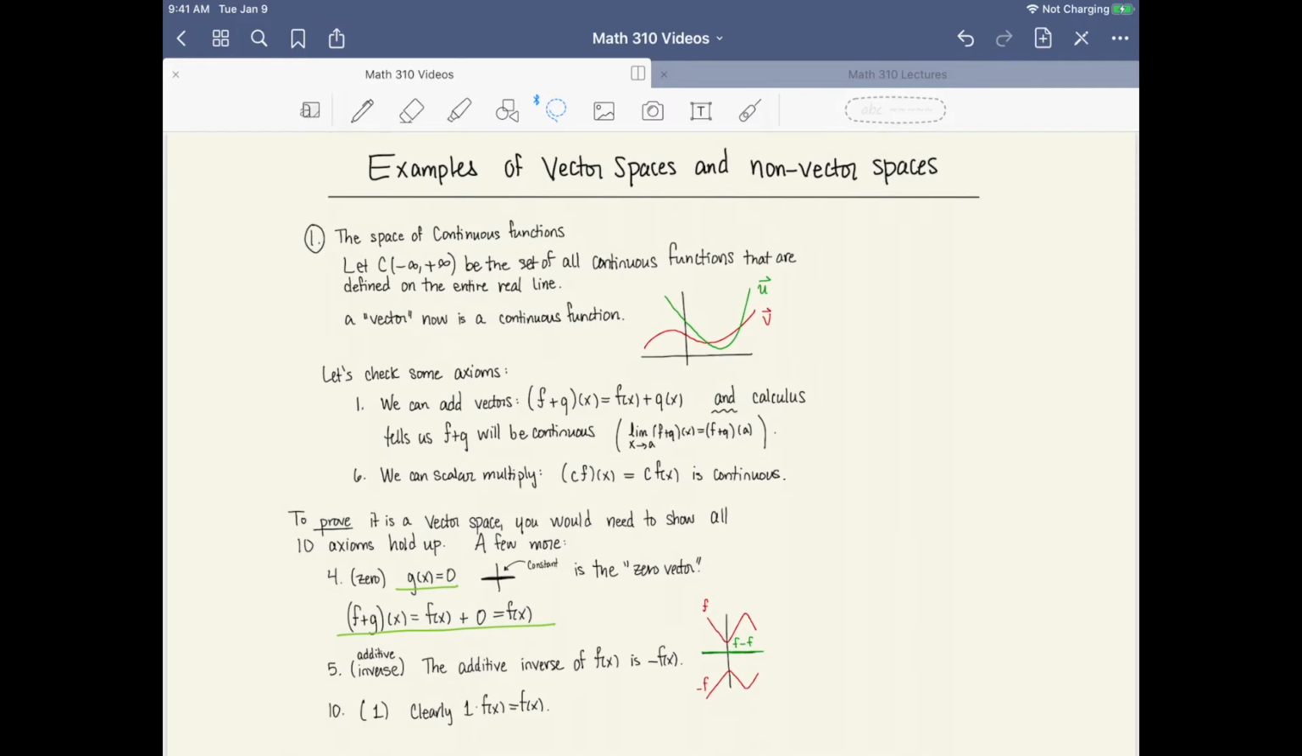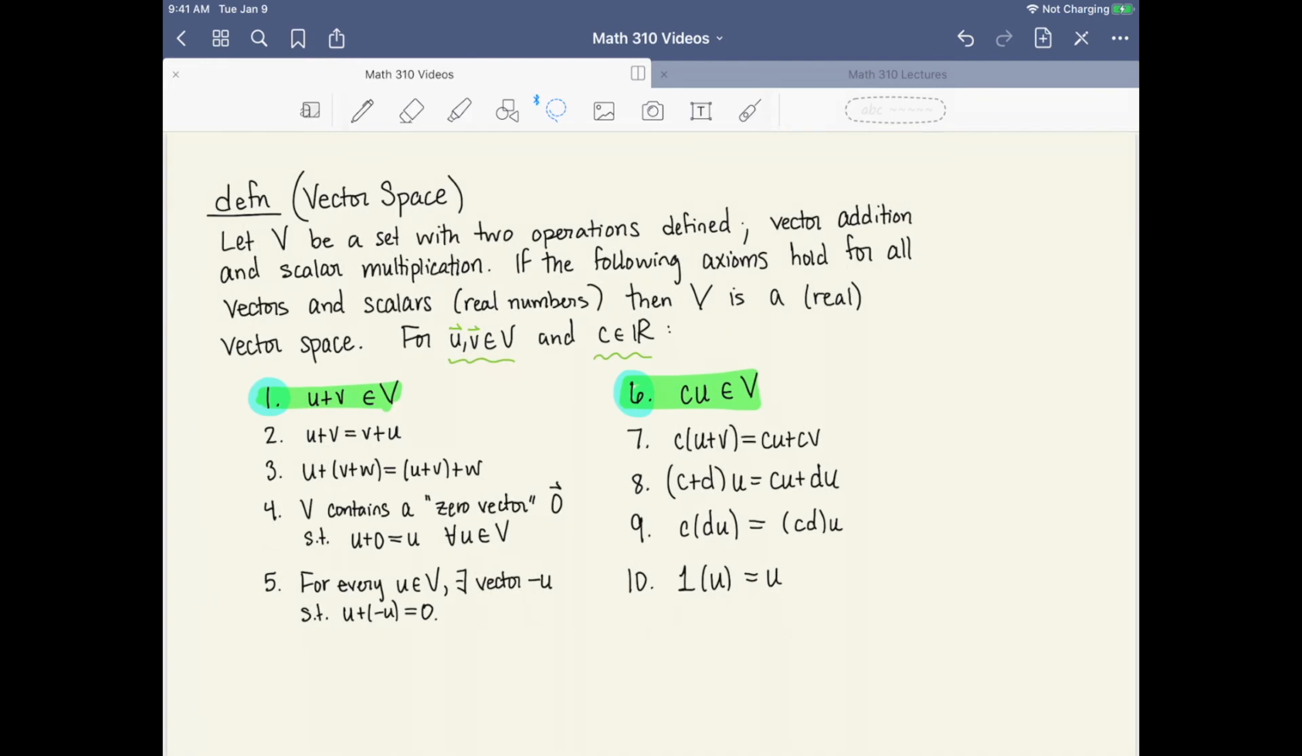The rest of the items on the list, which I will scroll back to briefly, involve a little bit more work. Perhaps you may have to do a bit of calculus and work with the definition of continuity to check that what you produce is still a continuous function. But if you worked through all 10 of these, then you would have a proof that the space of continuous functions is indeed a vector space over R.